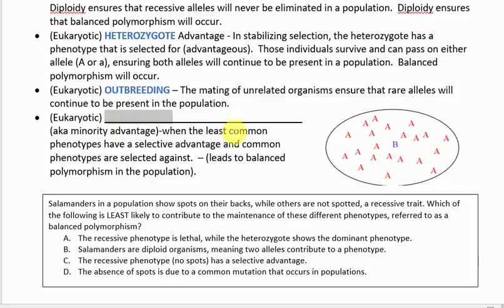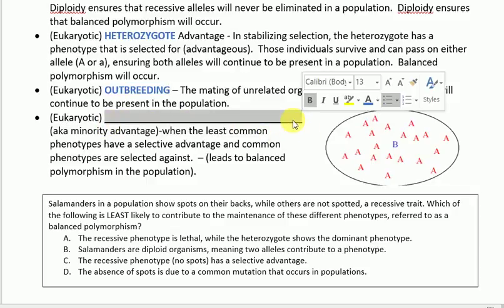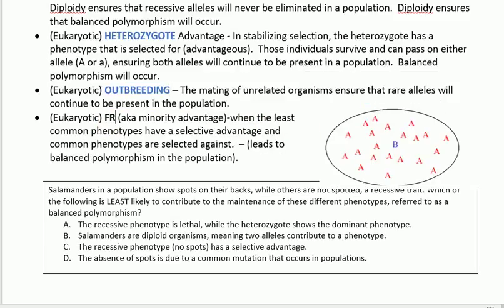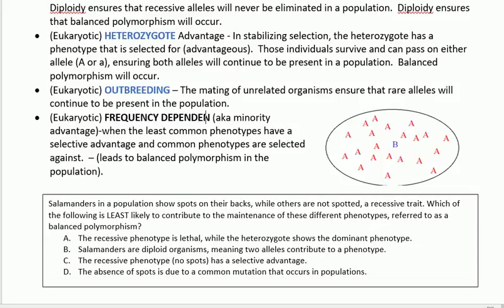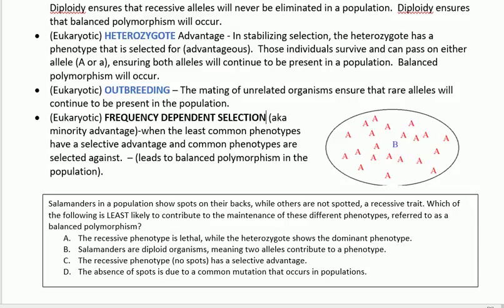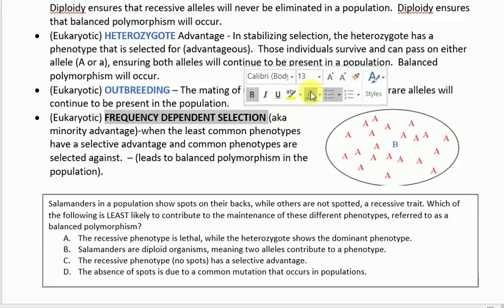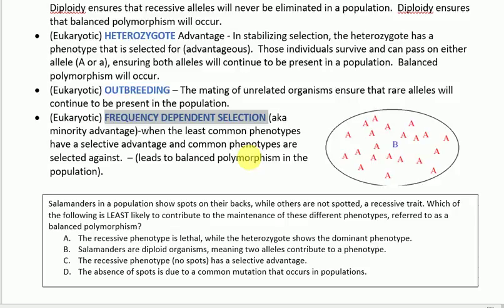And finally, there is frequency dependent selection, also referred to as the minority advantage. And this is when the least common phenotypes have a selective advantage and the common phenotypes are selected against. And that will again lead to balanced polymorphism in the population.